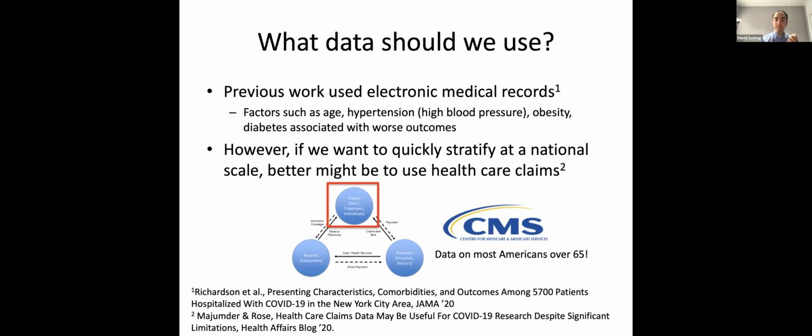And CMS has data on most individuals, most Americans over the age of 65. Whether you're poor, whether you're rich, almost all individuals in the United States are covered by Medicare once they reach a certain age. And thus, if one thinks about how one could very quickly both train and deploy a machine learning algorithm that could risk stratify at a national scale, that data is perhaps where we should be looking.